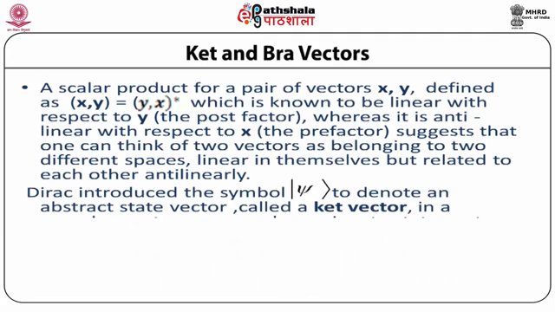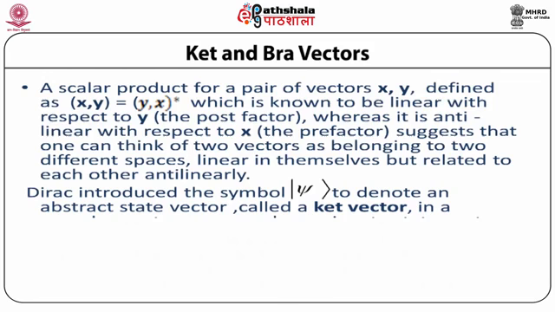Similarly, the scalar product with respect to the prefactor, which is the vector x, is antilinear, and this can be defined as follows. Supposing we have three vectors x, y and z, and two scalars alpha and beta, then the scalar product of alpha times vector x plus beta times vector y with the vector z is equal to alpha star times the scalar product of vector x and vector z plus beta star times the scalar product of vector y and vector z, where alpha star is the complex conjugate of the scalar alpha and beta star is the complex conjugate of the scalar beta.